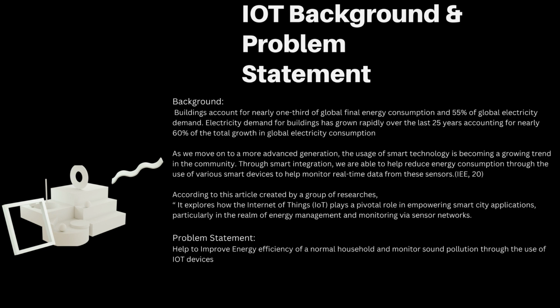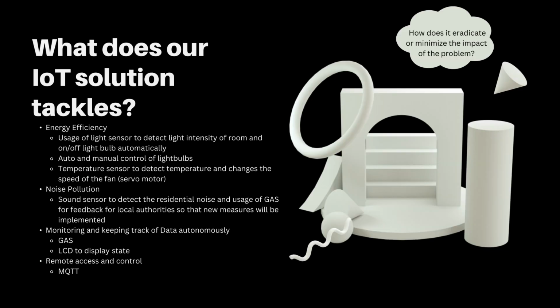Therefore, the problem statement we are tackling is to reduce energy consumption by improving energy efficiency and monitoring noise pollution in the surroundings. Now, moving on to the different issues that our group is tackling. To improve energy efficiency, a light sensor is used to detect the light intensity of the room and turn the light bulb on or off automatically. We will also be able to change from auto to manual mode.